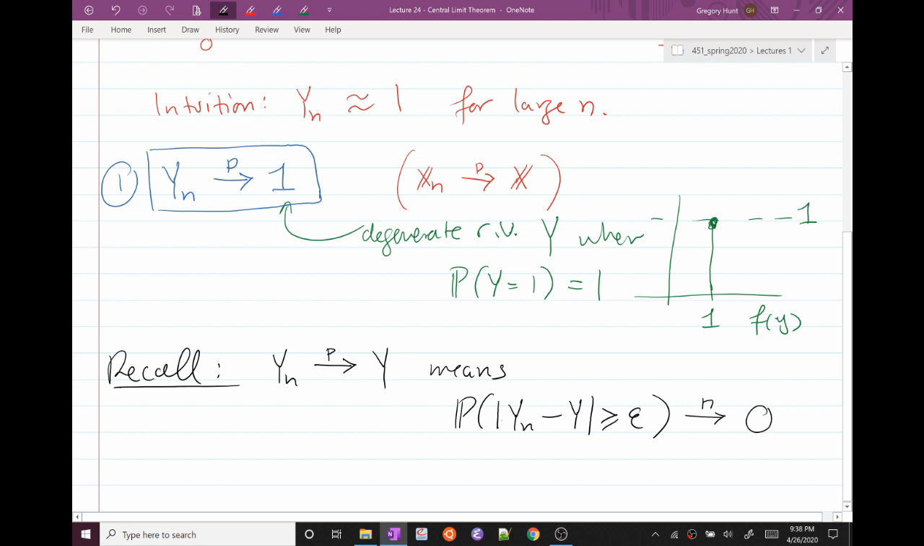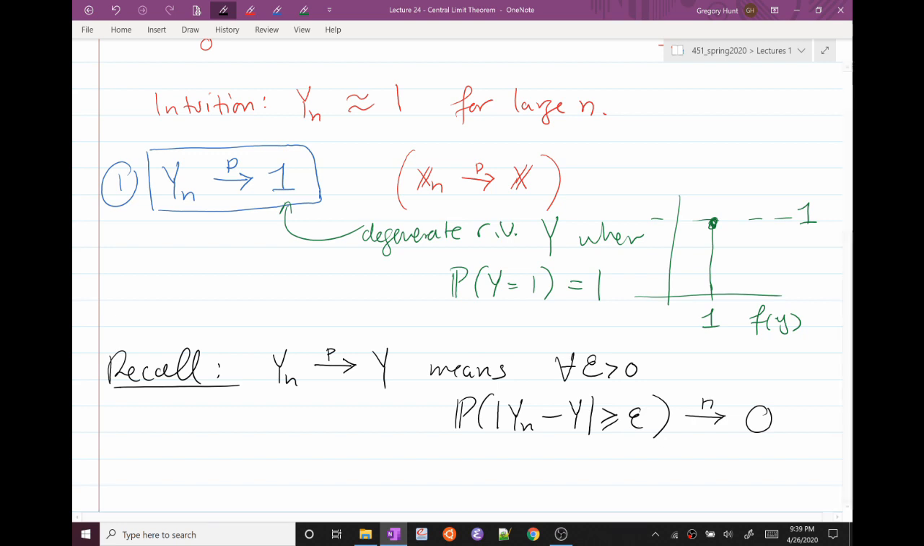So in the limit, the probability that Y sub n is far, that is more than epsilon from Y, is 0. And we can play that game for all possible epsilon. We can say that Yn converges in probability to Y. So pick however far away you want Yn to be from Y, for any small distance epsilon, we're always going to have that the probability that Yn is more than epsilon away from Y goes to 0.